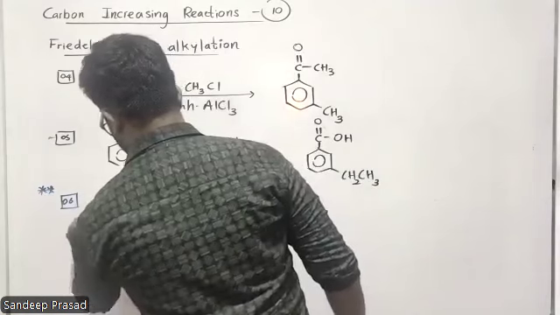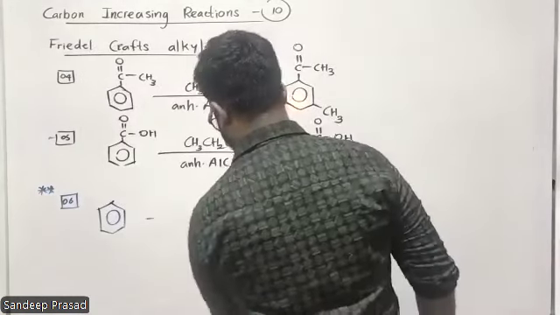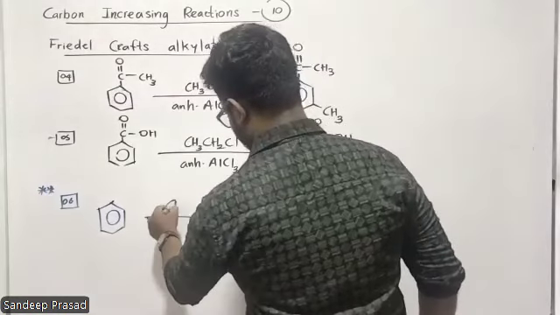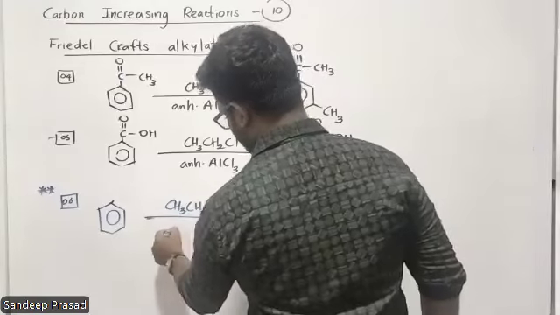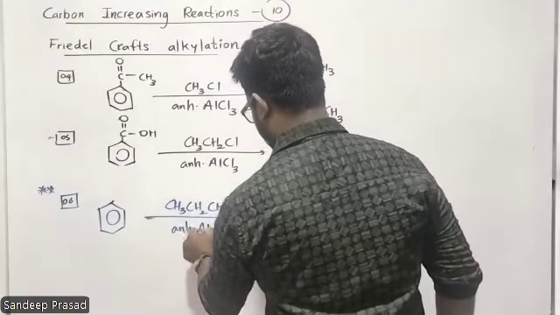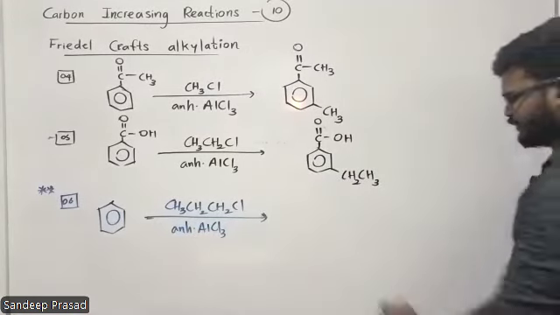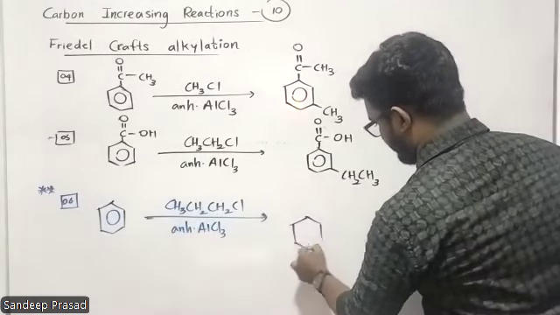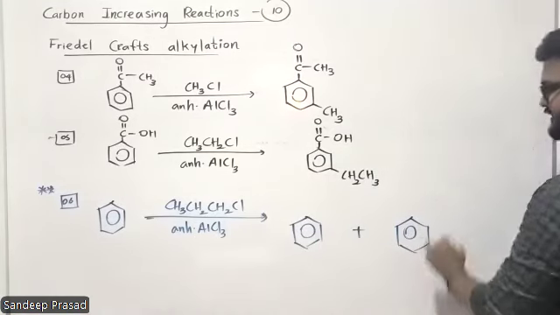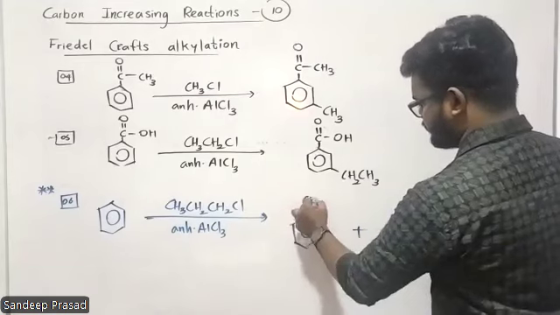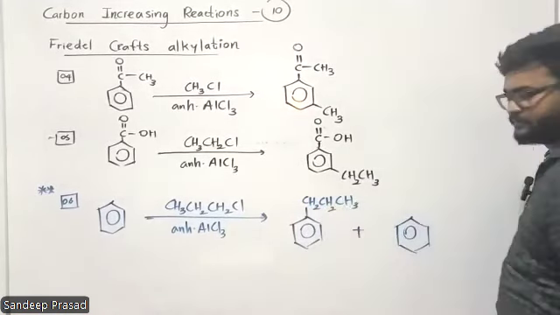This is very special. Students, now just imagine we have the benzene ring. I'm going to add here propyl chloride, CH3, CH2, CH2Cl, anhydrous aluminium trichloride. Here actually we have 2 products, one is the major product and the other the minor product. We are expecting the result like this, propyl benzene.